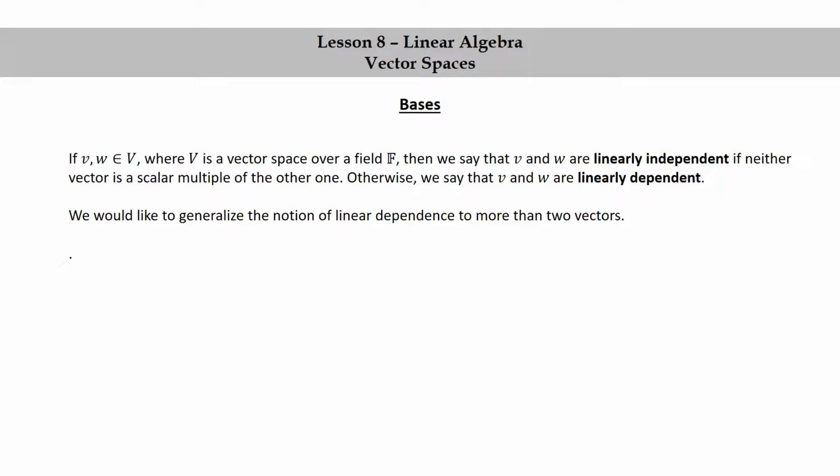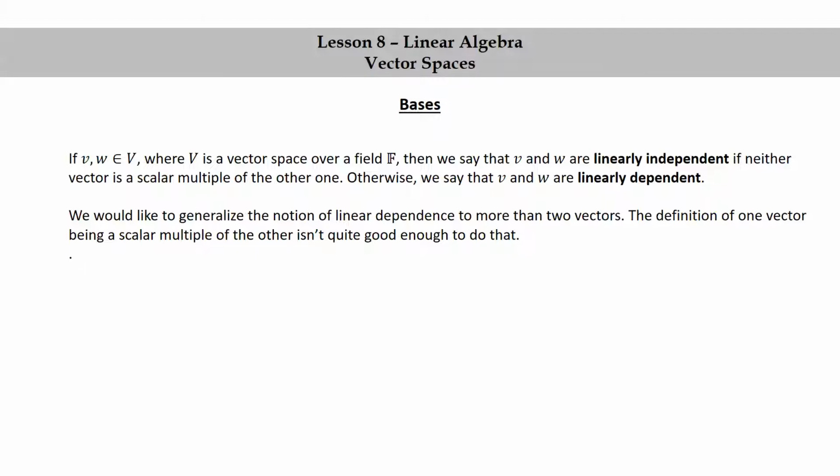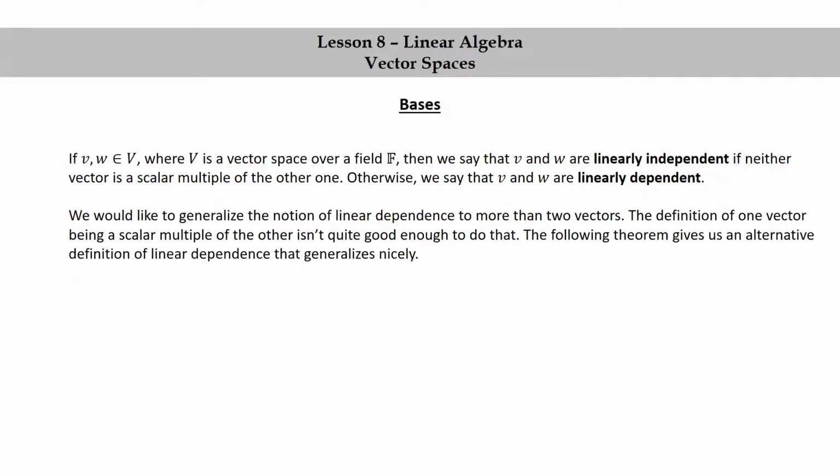We would like to generalize the notion of linear dependence to more than two vectors. The definition of one vector being a scalar multiple of the other isn't quite good enough to do that. The following theorem gives us an alternative definition of linear dependence that generalizes nicely.